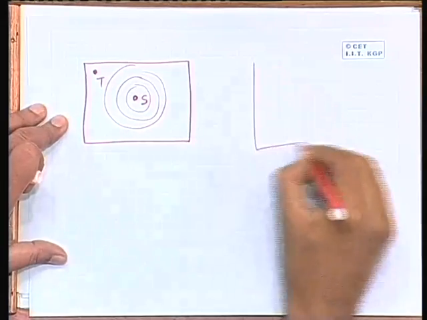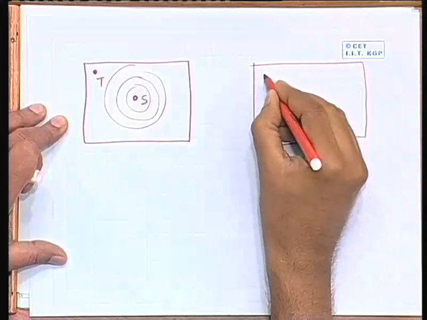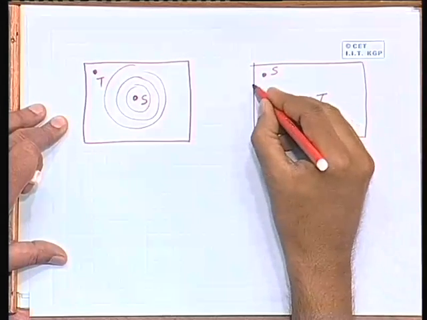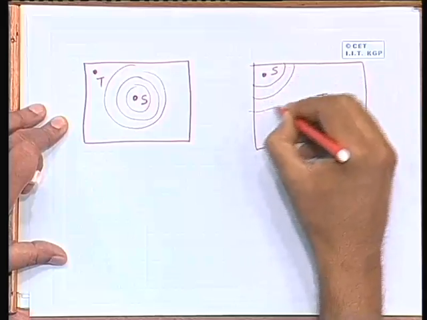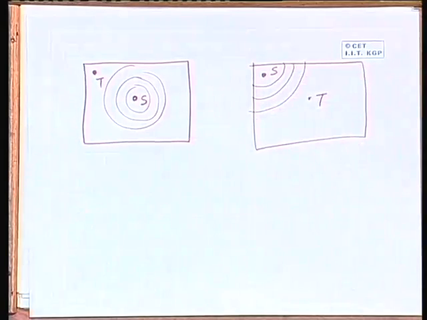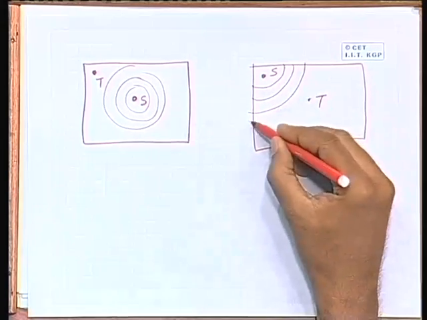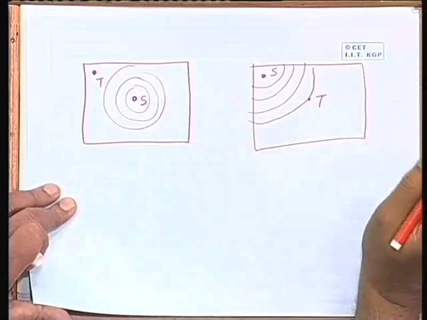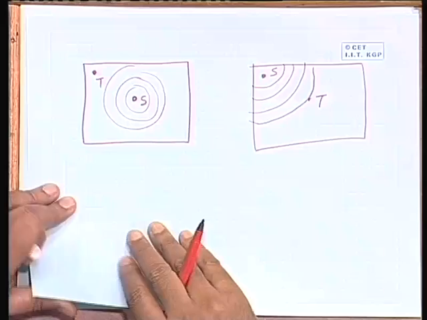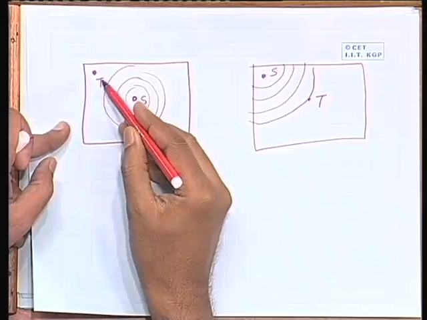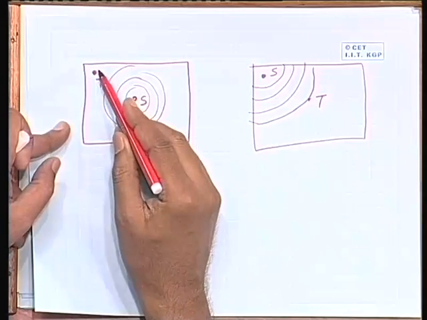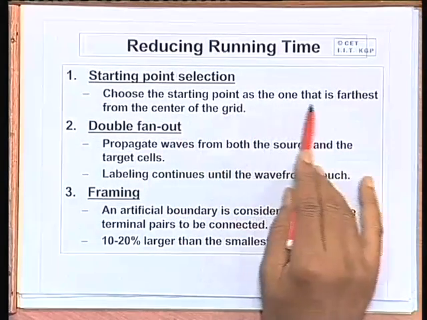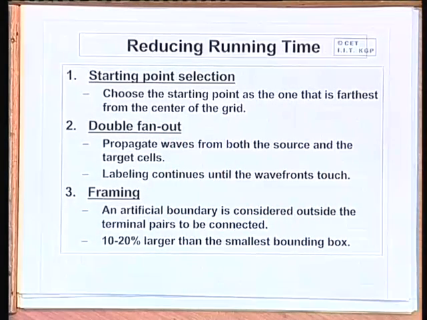But if you choose the other way around, the one near the corner as the source and the center as the target, then the boundary will clearly not allow the wavefront to expand in all directions. So, the number of cells you will be labeling will be much less, approximately 1/4 of this. So, the first heuristic says that you choose the starting point as the one that is farthest from the center of the grid.